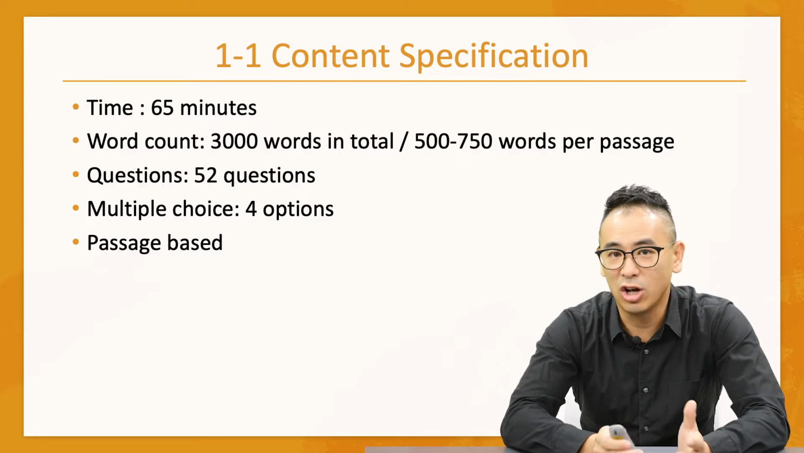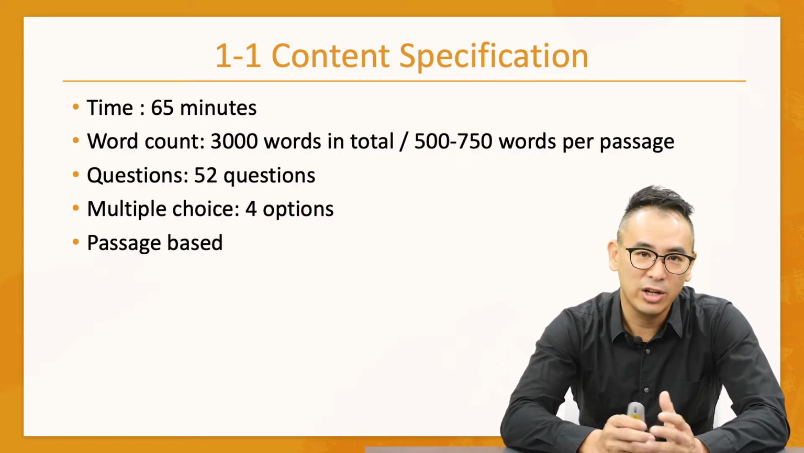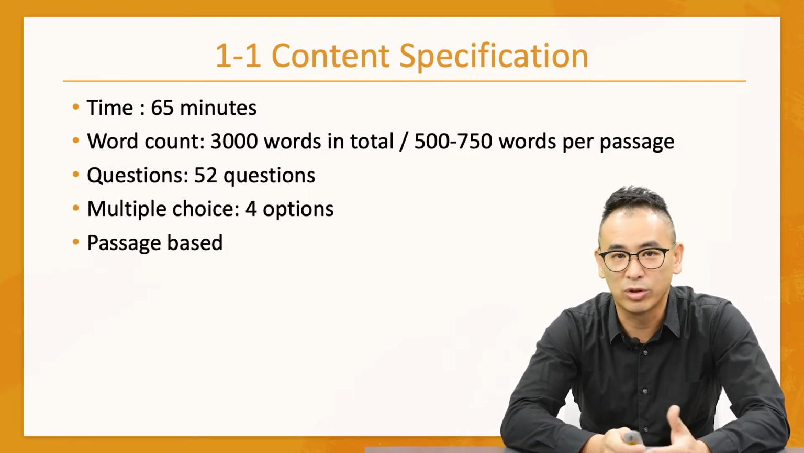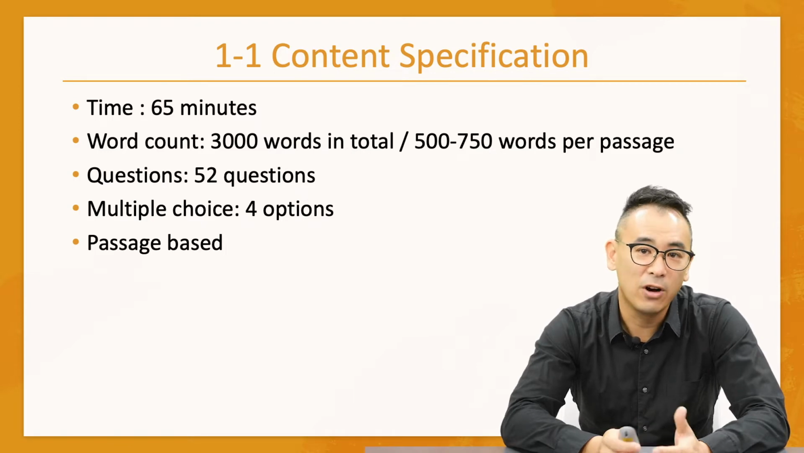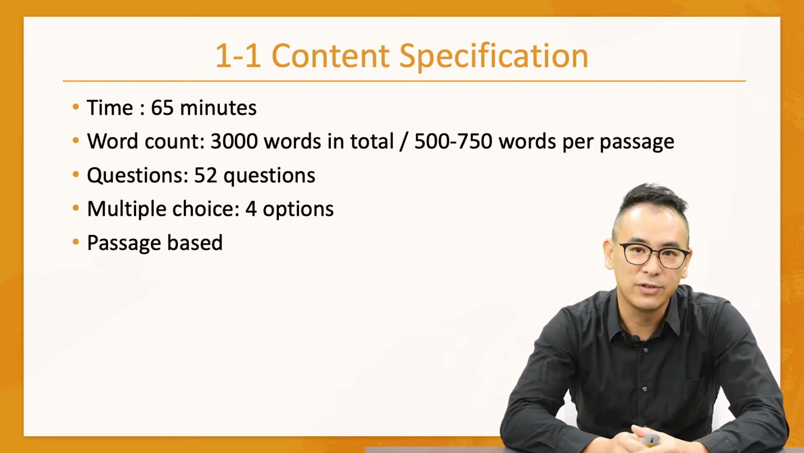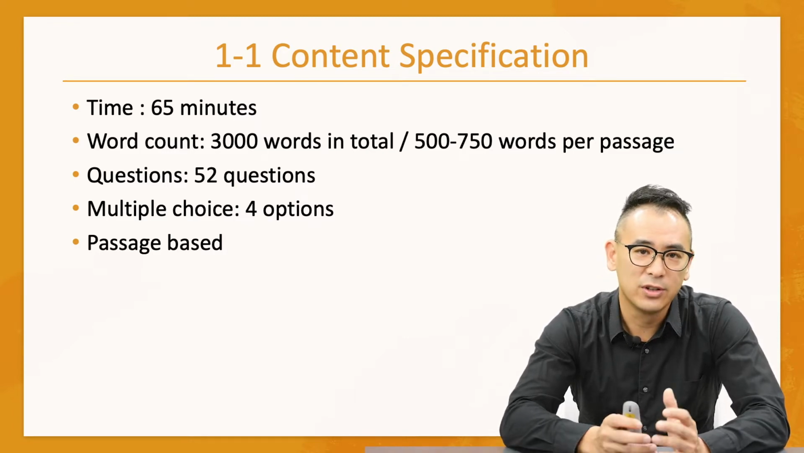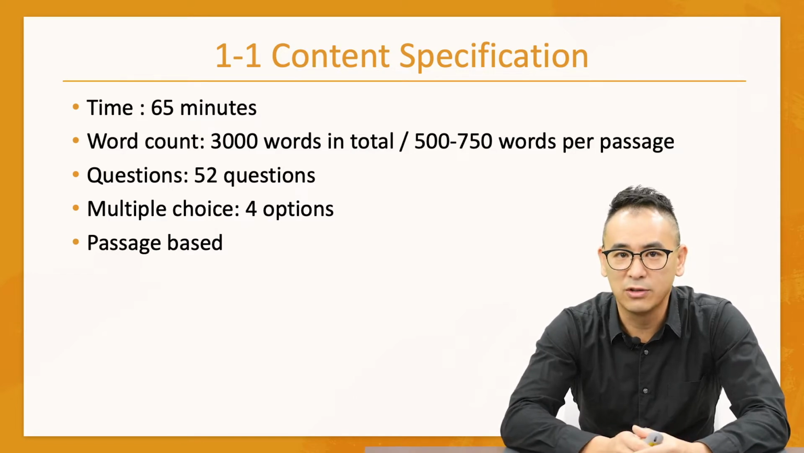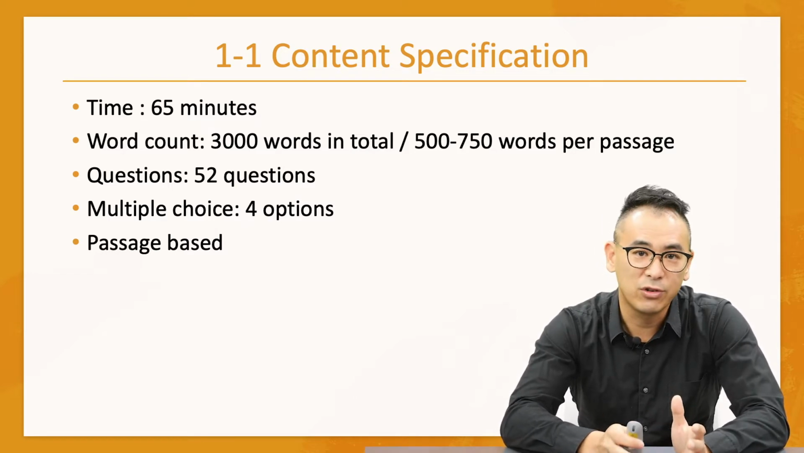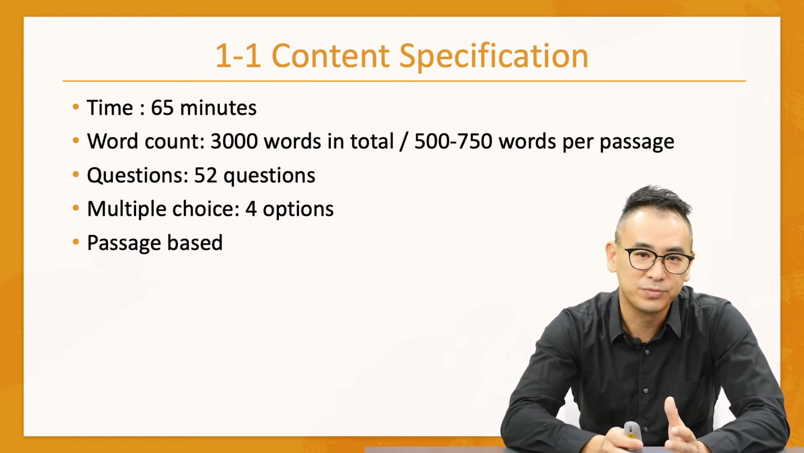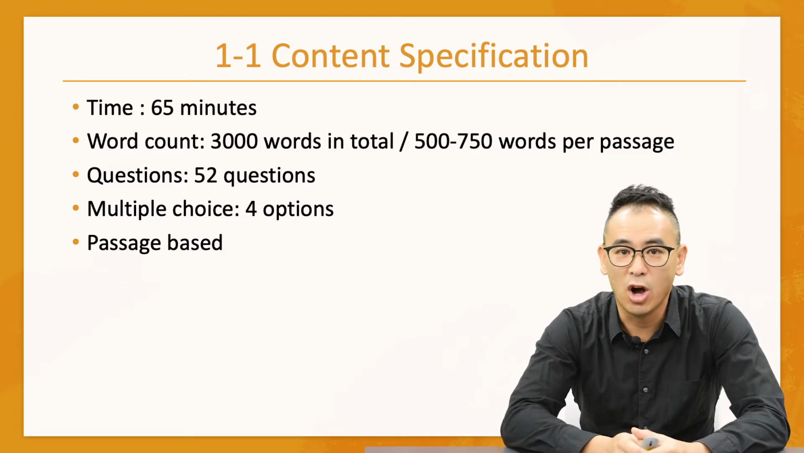Now let's have a look at the content specification. In general, the SAT will be 65 minutes in total, and the word count will be 3,000 words in total and 750 words per passage. So that's actually quite long. For those who are not quite familiar with how the SAT looks, you probably will want to do some mock tests and time yourself in order to know that you can actually finish everything in the real test. There will be 52 questions in total, and multiple choice includes 4 options.